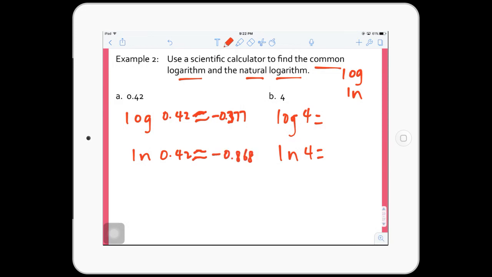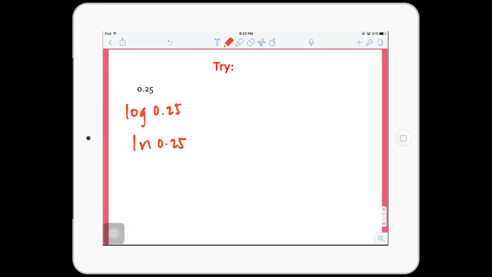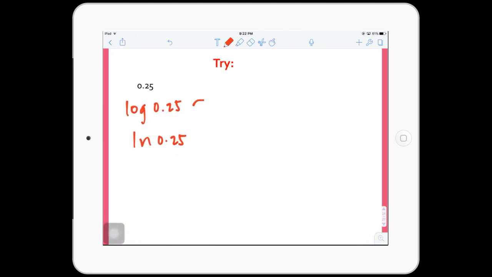And then we're going to continue. Log of 4 is approximately 0.602. And the natural log of 4 is 1.386. So those are the values that I have. And then you can go ahead and try to find the log of 0.25 and the natural log. And go ahead and try it. And I have the answer of negative 0.602 for the log and negative 1.386 for the natural log. And so those are the answers. So make sure you practice these problems on your calculator to make sure that you're getting the answers.